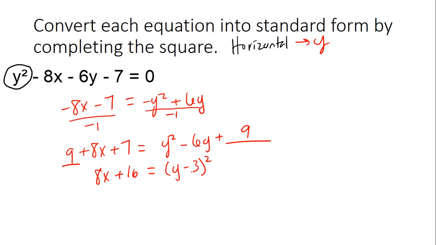You can always double check your binomial here to make sure. -3 plus -3 is -6. -3 times -3 is 9. If that doesn't work, then that means you did something wrong. Okay.